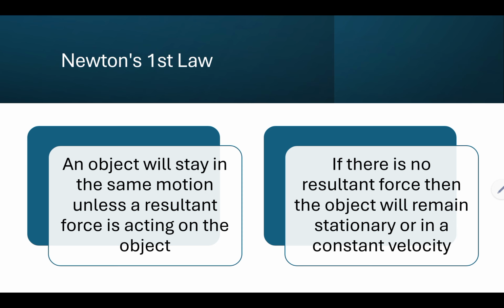So first we are going to be going over Newton's first law, where it states that an object will stay in the same motion unless a resultant force is acting on the object. If there is no resultant force, then the object will remain stationary or in a constant velocity.